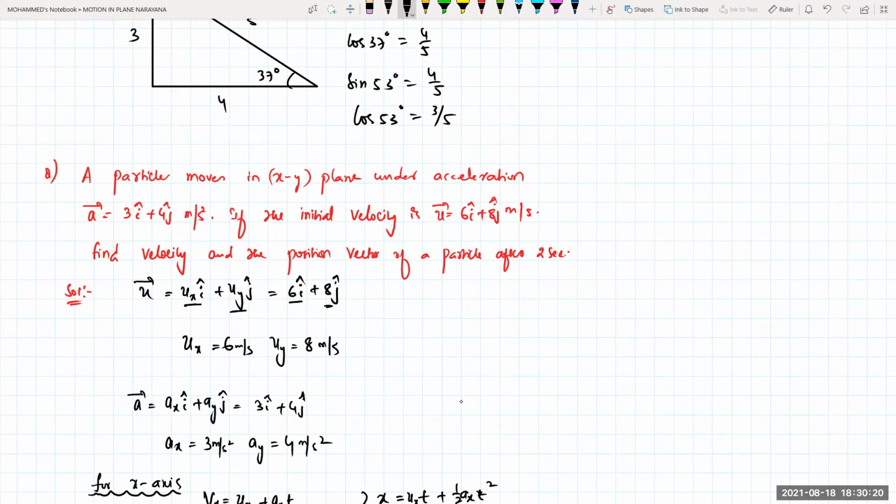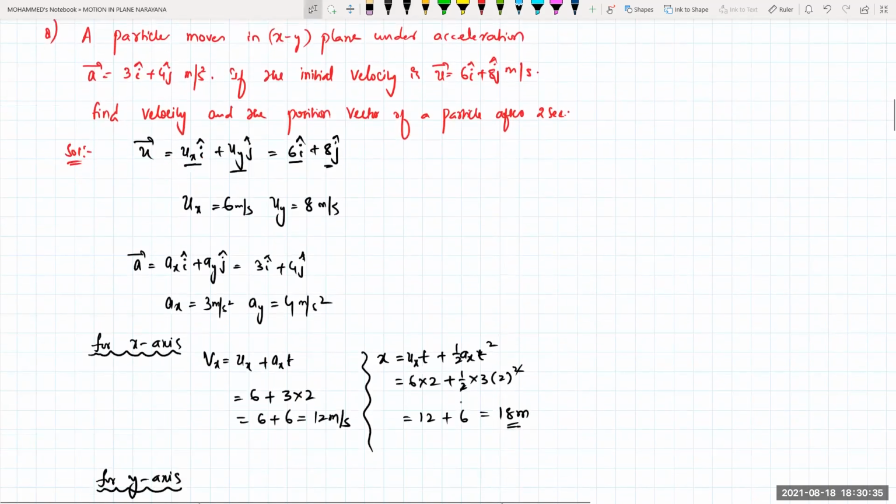Initial velocity is given as 6i cap plus 8j cap. Find the velocity and position vector of the particle after 2 seconds. So u is equal to ux i plus uy j, and ux is how much? 6. And uy? 8. In the same way, acceleration: ax will be equal to 3 and ay will be equal to 4.